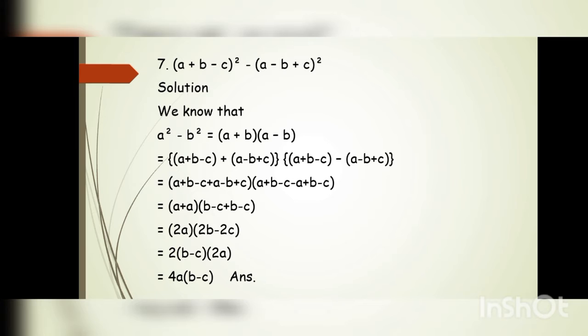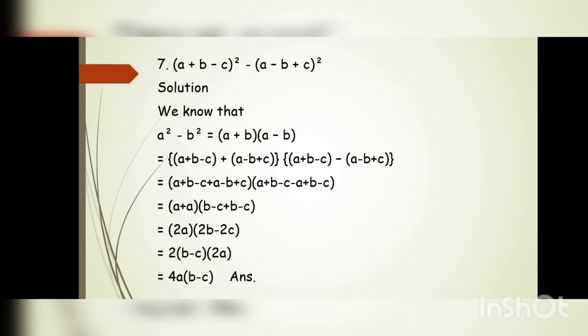In the first bracket we observe that we have one b with a positive sign and a second b with a negative sign, and one c with a negative sign and another c with a positive sign. So we have cancelled them, and we are left with a plus a. In the second bracket we have b minus c plus b minus c, which is equal to 2b minus 2c in the next step.